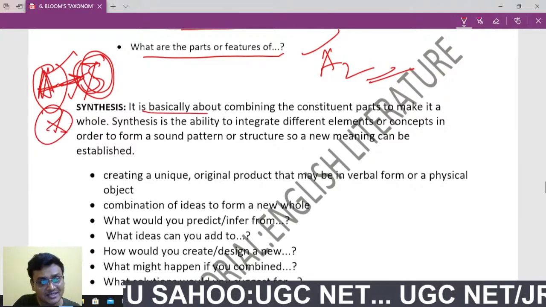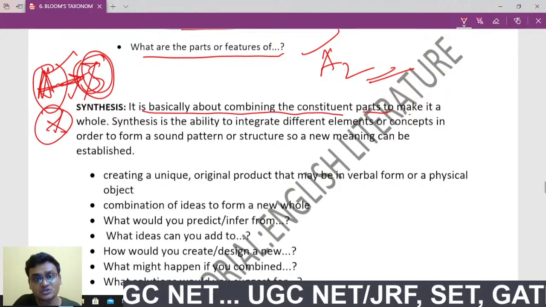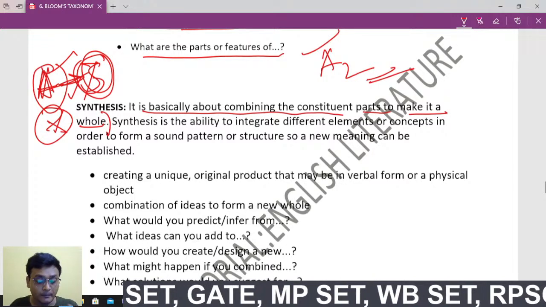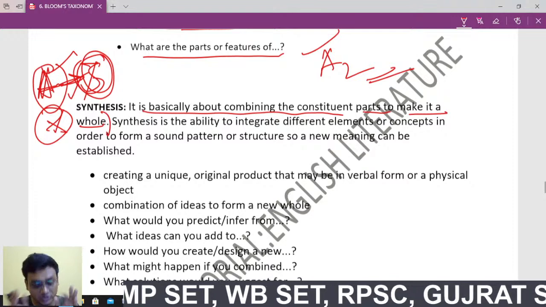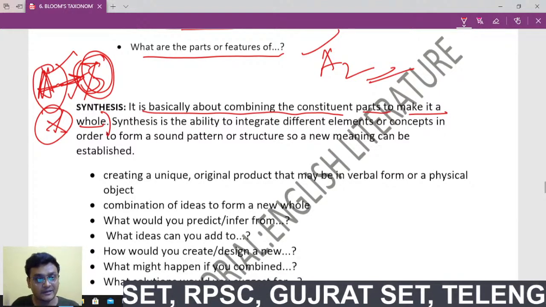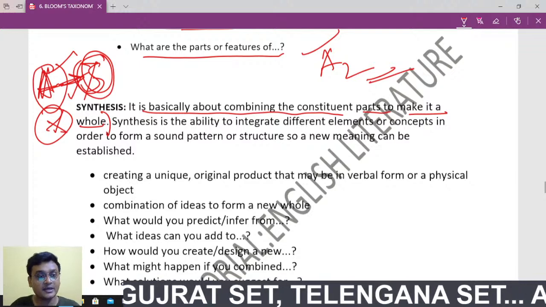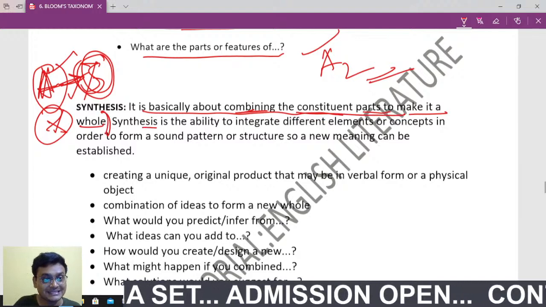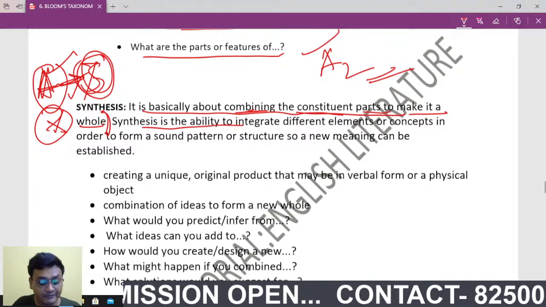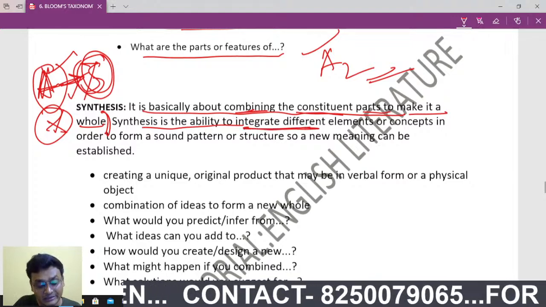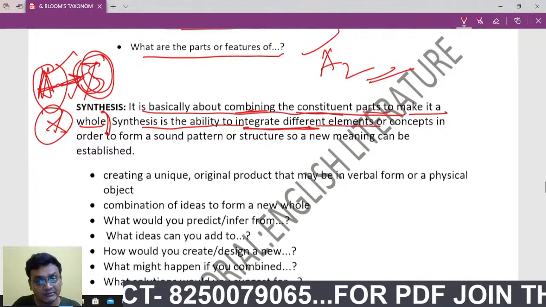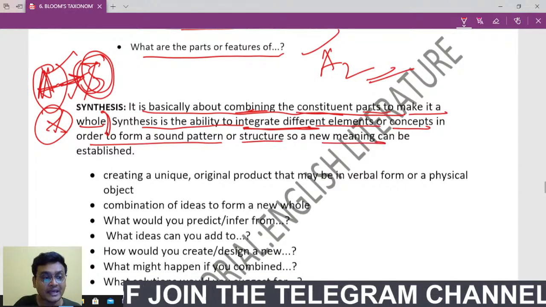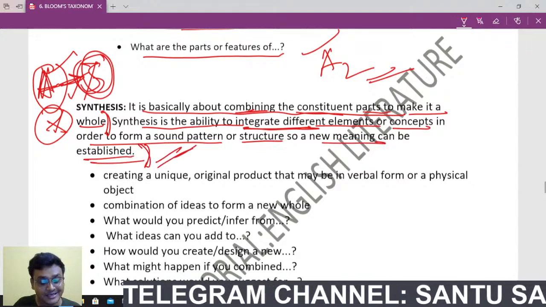It is basically about combining the constituent parts to make it a whole. The parts that we made, now we have to combine them. In analysis, we divided a big part into small parts and explained it. Now we have to join the parts. It is basically about combining the constituent parts to make it a whole. And synthesis is the ability to integrate, to combine different elements or concepts in order to form a sound pattern or a structure, so that a new meaning can be established.